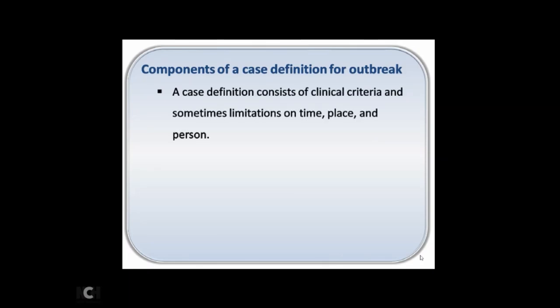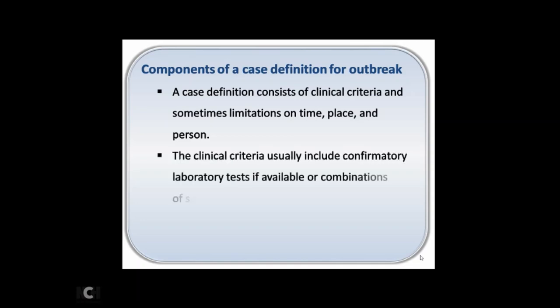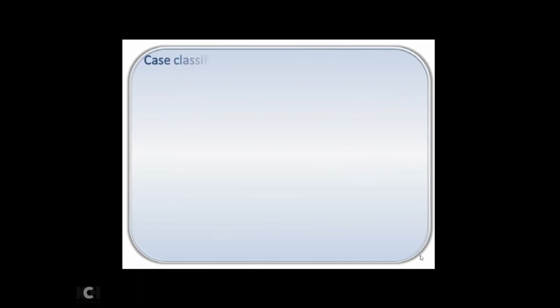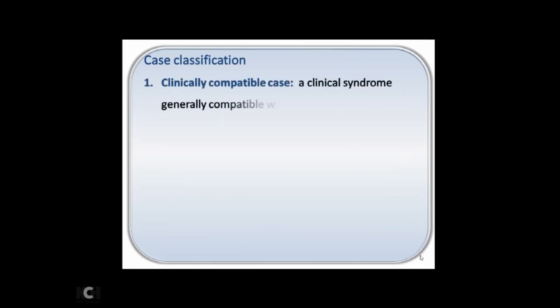When it comes to the components of a case definition for an outbreak, a case definition consists of clinical criteria and sometimes limitations on time, place, and person. The clinical criteria usually include confirmatory laboratory tests, if available, or combinations of symptoms, subjective complaints, signs, objective physical findings, and other findings.